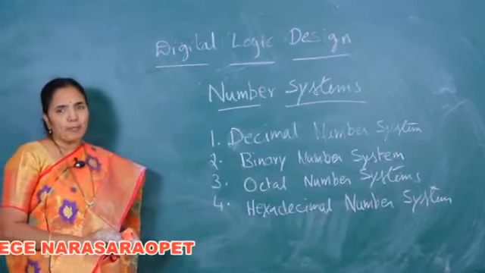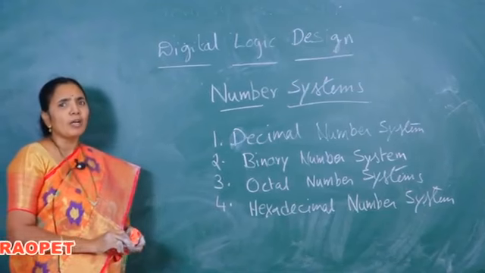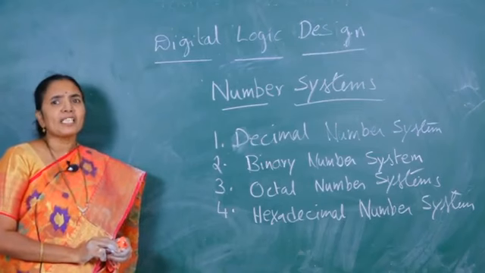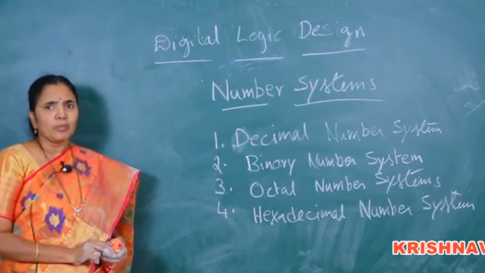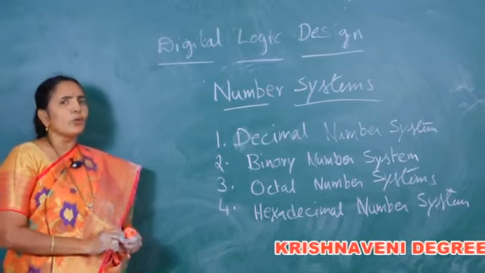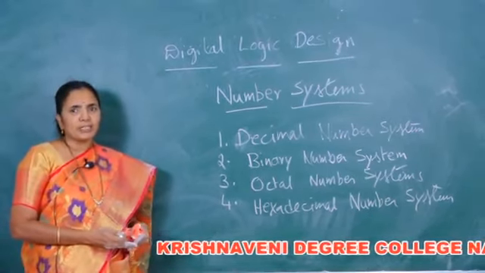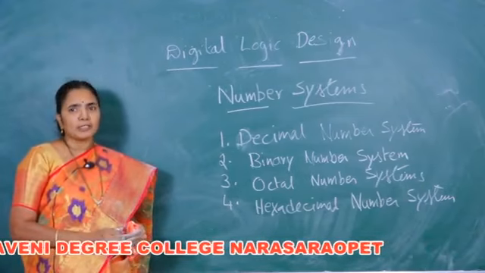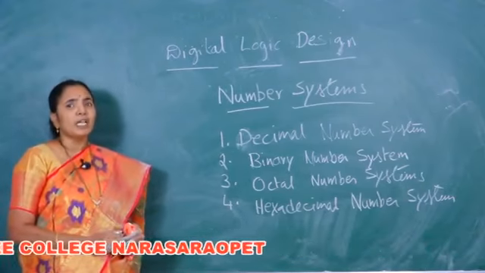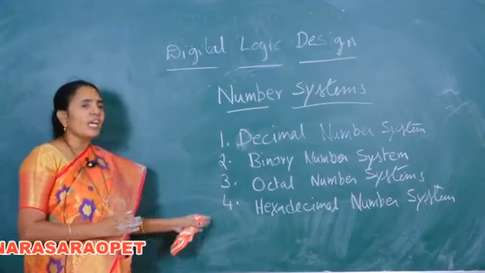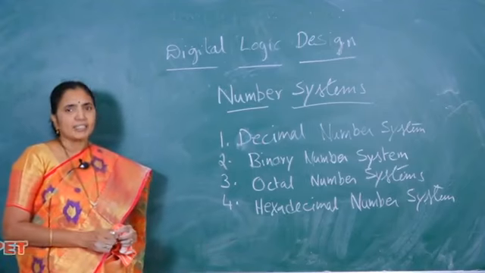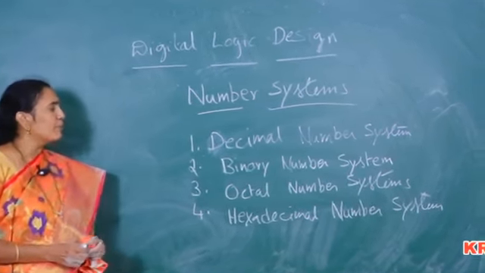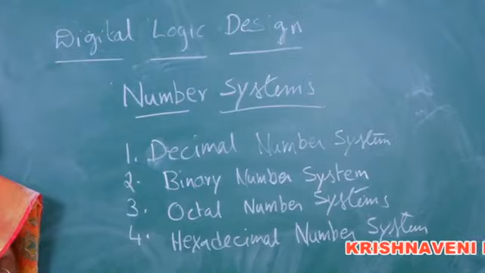Discuss about the number system. What is a number system? Number system provide us a way to represent the numerical values. So, in order to express the numbers, we use different symbols. Based upon the number of symbols used to express the numbers, the number systems are classified into 4 categories: decimal number system, binary number system, octal number system and hexadecimal number system.